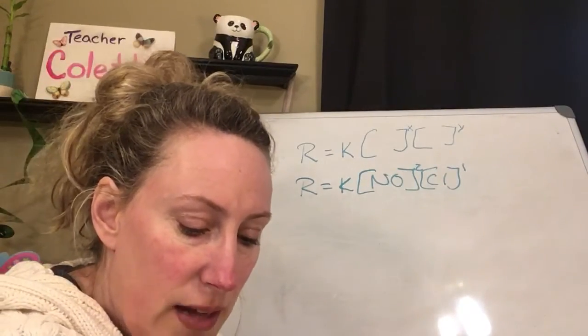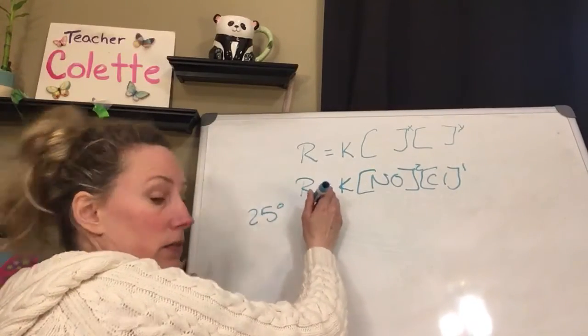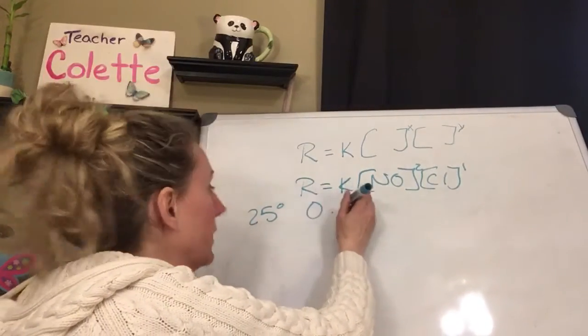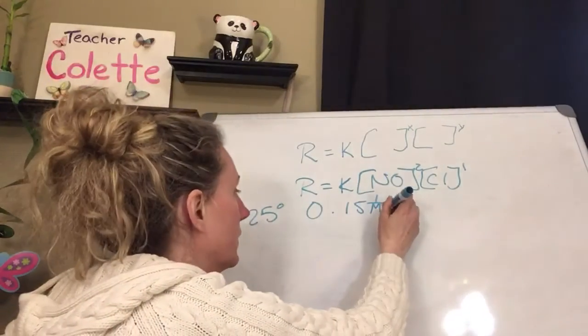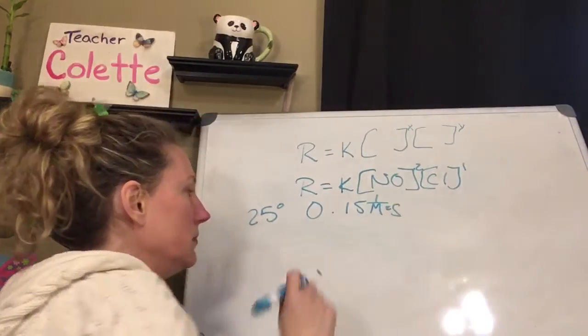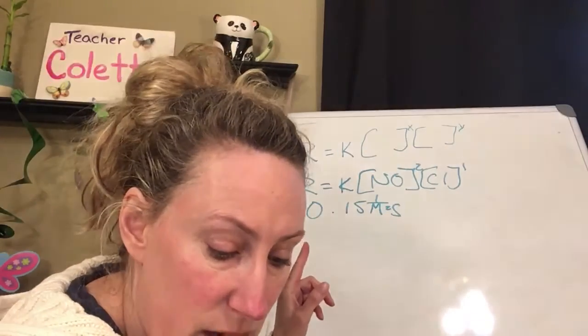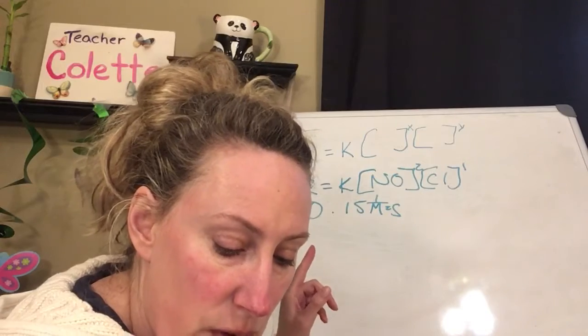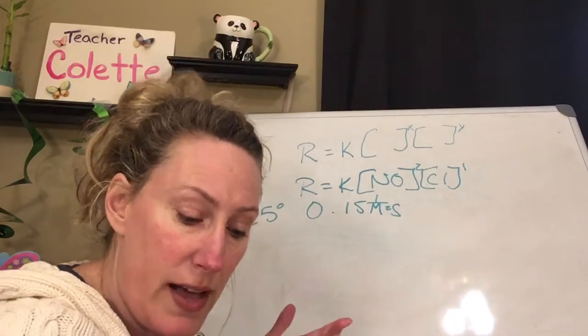It says the rate constant at 25 degrees is 0.151 over M squared s. Okay, so then it says, what is the instantaneous rate of this reaction if he runs the reaction with both reactants at a concentration of 0.15?